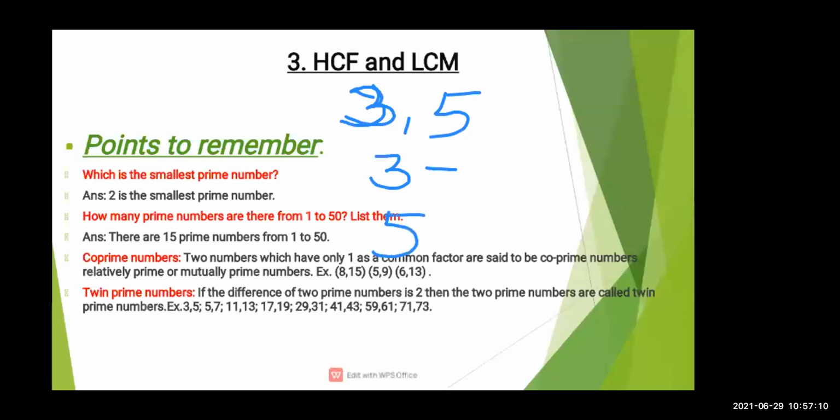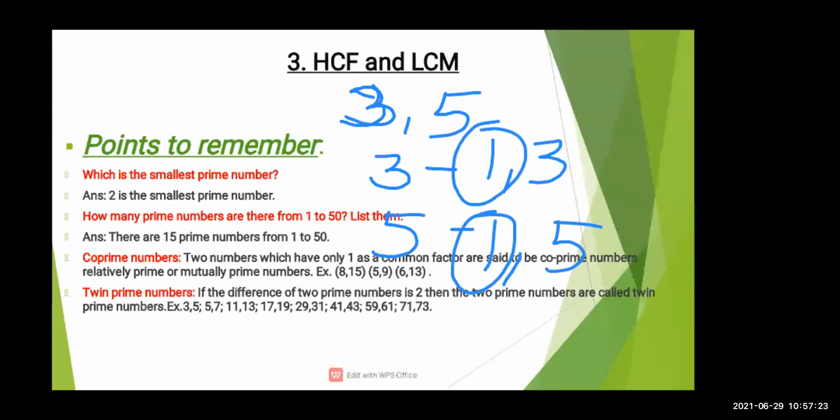Now 3 is coming in the 1 table and 3 table. 5 is coming in the 1 table and 5 table. दोनों का common क्या है? 1 है. तो ये क्या हुआ है हमारा? This is our prime number. Now see 3 and 5. 3 and 5, how much is the difference? Difference कितना है दोनों के बीच में?